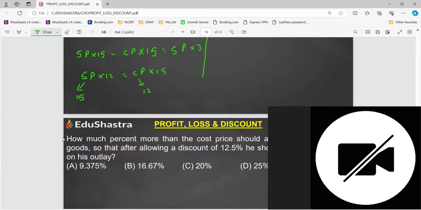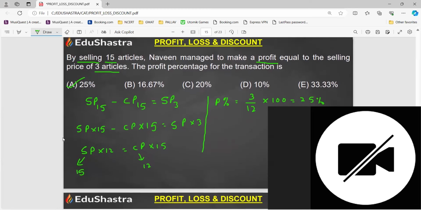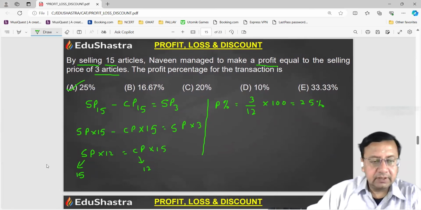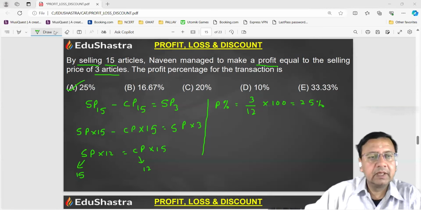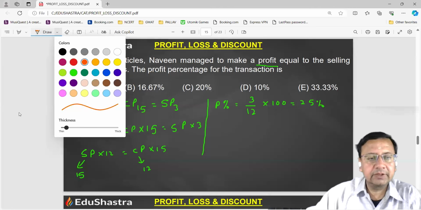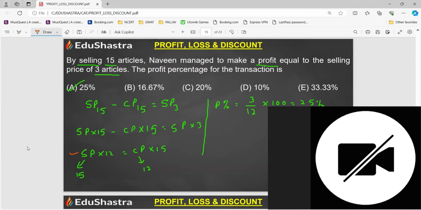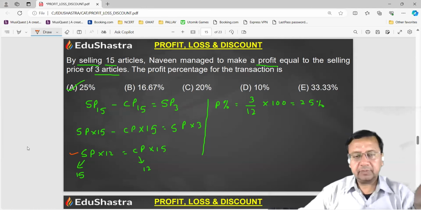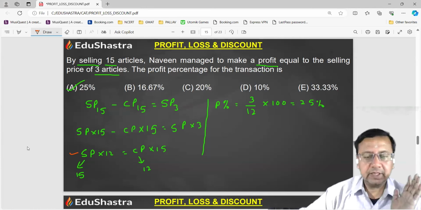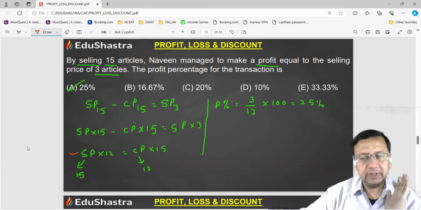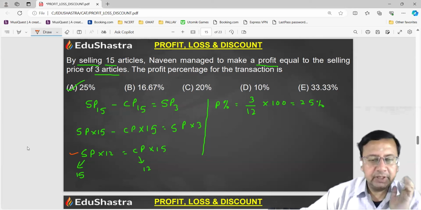I didn't get the part about how you considered the SP to be 15 and CP to be 12. Okay, so Ashna, you got this expression, is it correct up to here? Yes. Okay, right. So this says the left part is equal to the right part. So SP into 12 should be equal to CP into 15, right? So left and right should be equal.